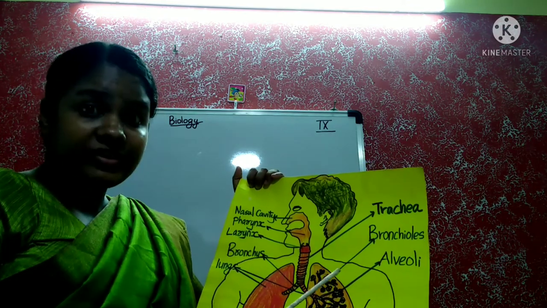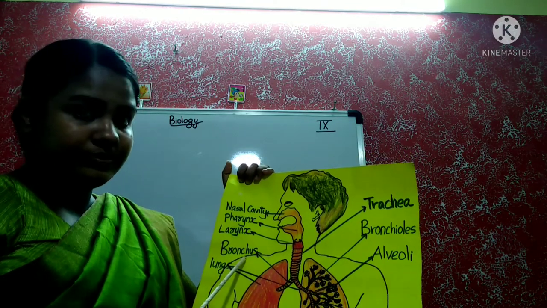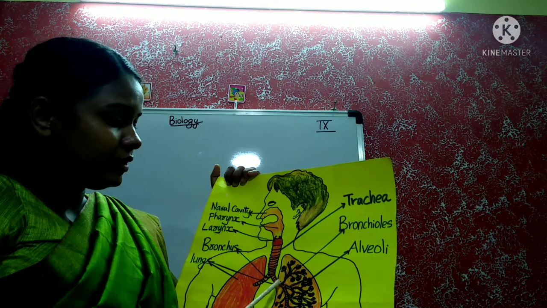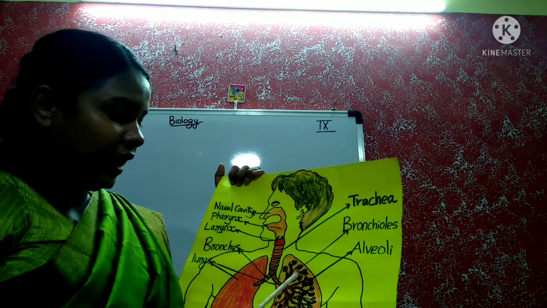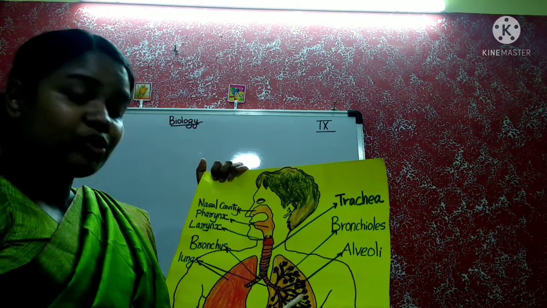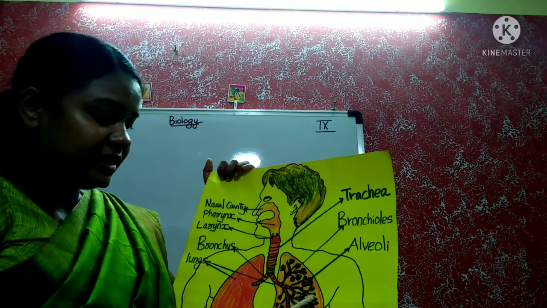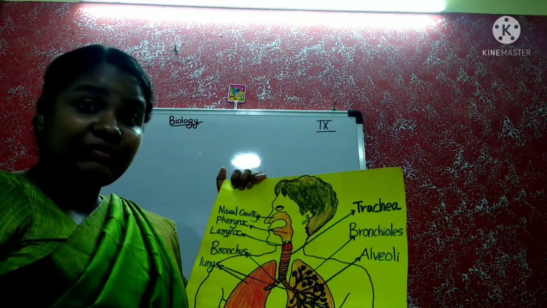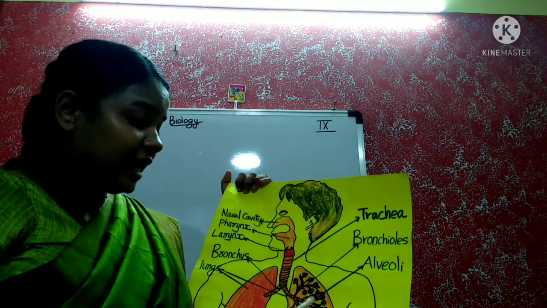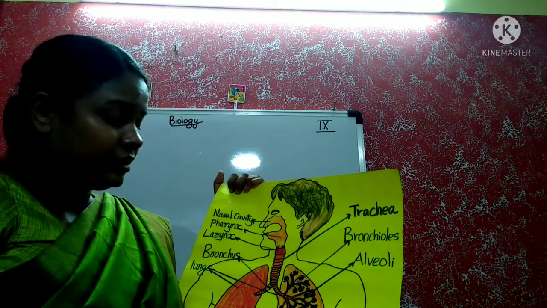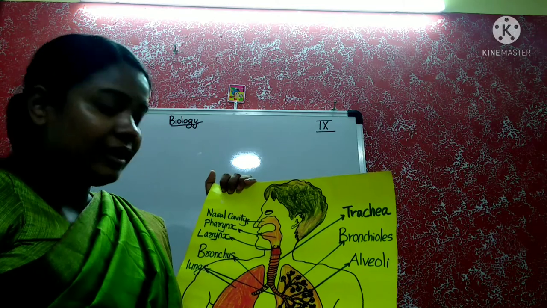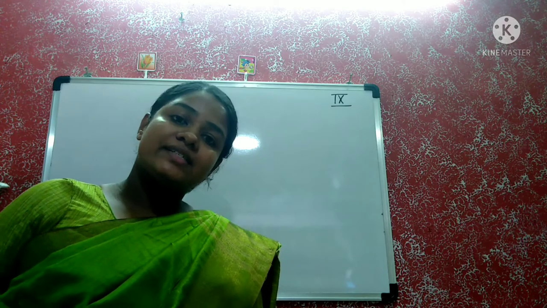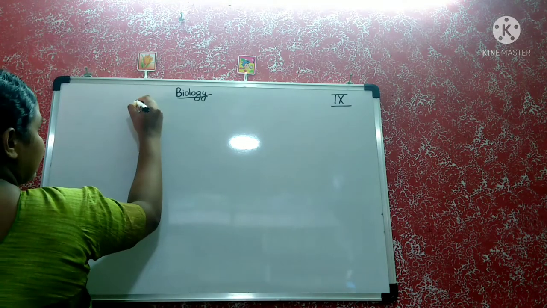Trachea divides into two branches. It is called bronchus. The bronchus divides into a number of minute branches, which are called bronchioles. The smallest bronchioles end in tiny air sacs. These are the tiny air sacs. Do you know the name of these tiny air sacs? That is alveoli. The gas exchange takes place in this portion, that is the alveoli portion. Today we are learning the topic alveolar gas exchange. Let us study the topic.